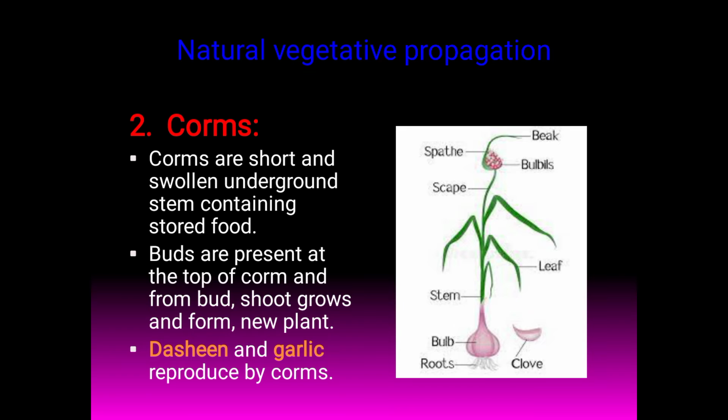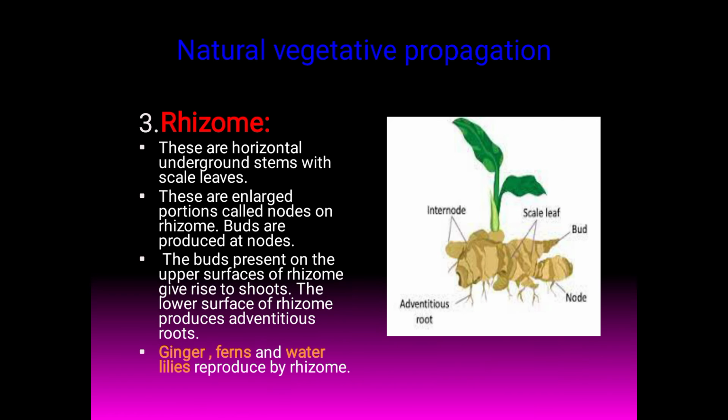Next part of natural vegetative propagation is corms. Corms are short and swollen underground stems, and these contain stored food. Buds are present at the top of the corm, and from those buds shoots grow and form new plants. Dasheen and garlic reproduce by corms.